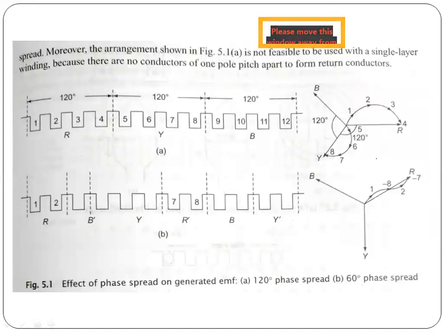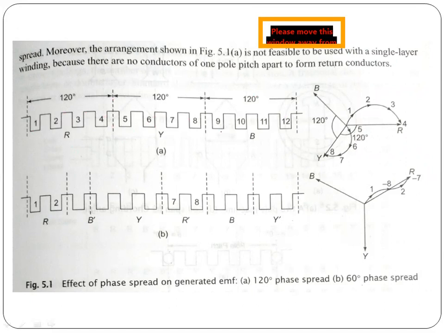So this is 3 phases. We have divided R, Y and B. You can see that slots 1, 2, 3, 4 belong to R phase, 5, 6, 7, 8 belong to Y phase, and 9, 10, 11, 12 belong to B phase. That means this is a 12 slotted motor, while we have divided the coil groups in 4.